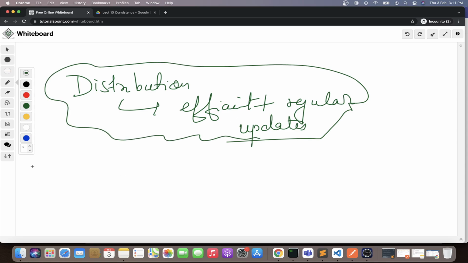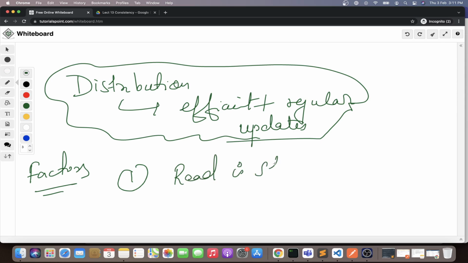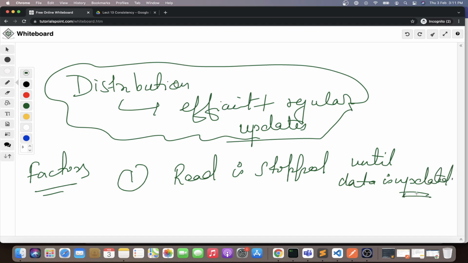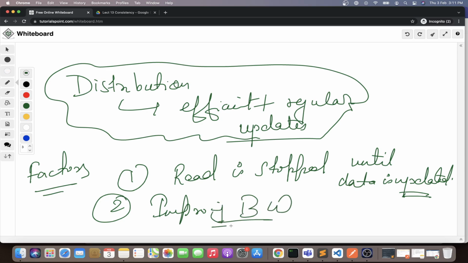Now we'll talk about the factors that help us in improving consistency. First, we can stop the reading. Reads are stopped until data is updated. So this is one such way in which we can give the user consistent data. Second is by improving our bandwidth. If we keep in mind these two factors, then our consistency will increase to some extent.